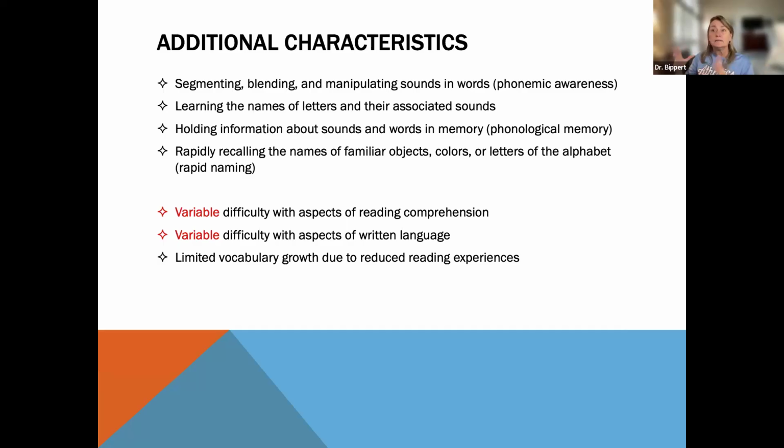Again, it's a reading language processing disorder. Variable difficulties with aspects of reading comprehension, variable difficulty with aspects of written language. And so you're going to see a wide variety of needs from students identified with the same dyslexia.